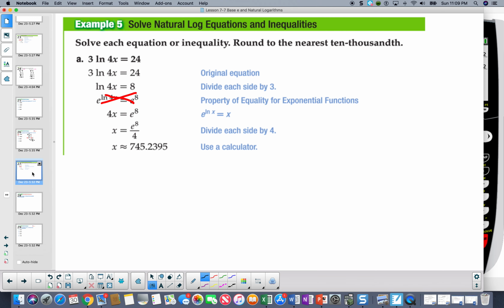Let's take a look at solving an equation that has a natural log in it. So I'm going to divide both sides by 3, and I'm going to get this. And then I'm going to convert from natural log to an exponential, e to the 8, this is the exponent, 4x, solve for x, and then put it in the calculator.